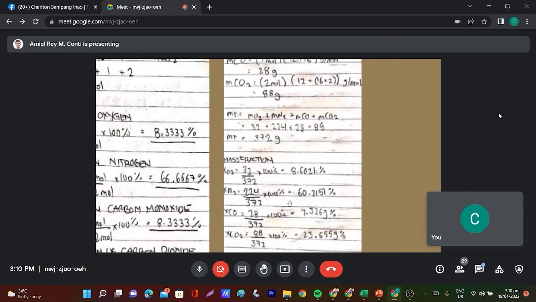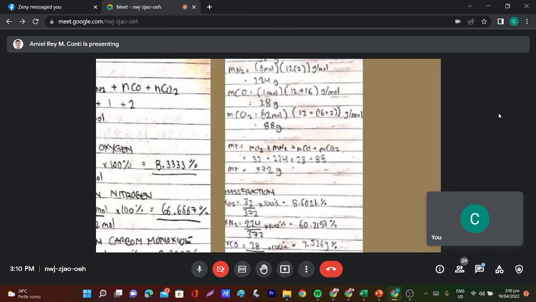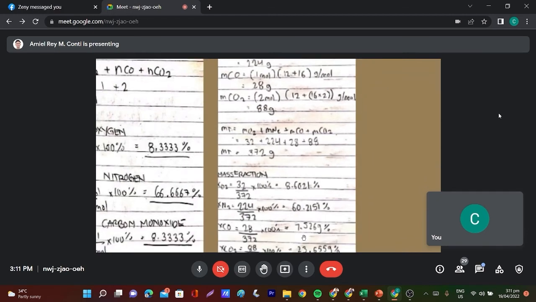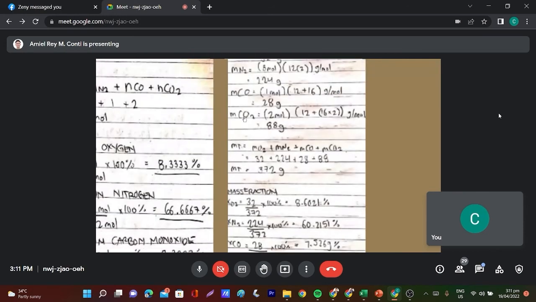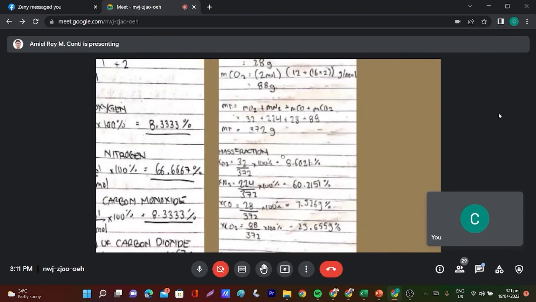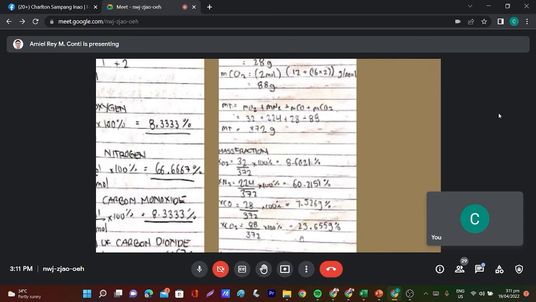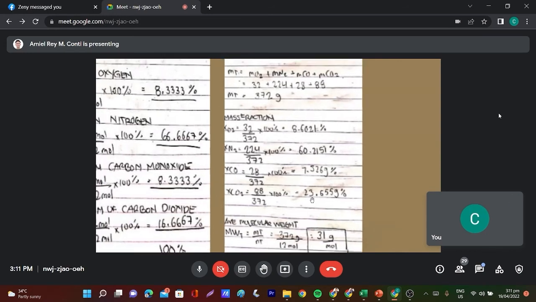Sa nitrogen, we get 224 grams, divide lang natin sa total of 372 grams times 100%, we get 60.2151%. Carbon monoxide, we get 28 grams. Then divide sa 372 grams. Then multiply sa 100%, we get 7.5269%. Carbon dioxide, 88 grams divided by 372 grams, the total, times 100% to get 23.6559%. Then, pag in-add din po iyan lahat, we could get 100%.